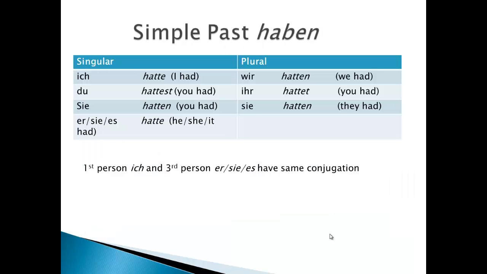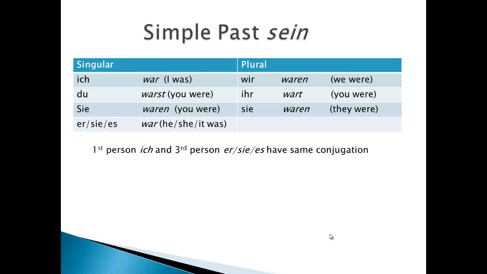Notice for haben: ich hatte, du hattest, sie hatten, er, sie, es hatte, wir hatten, ihr hattet, sie hatten. First person and third person, ich and er, sie, es, are the same: ich hatte and er, sie, es hatte. And the simple past of sein: ich war, du warst, sie waren, er, sie, es war, wir waren, ihr wart und sie waren. Again, first and third persons are the same.